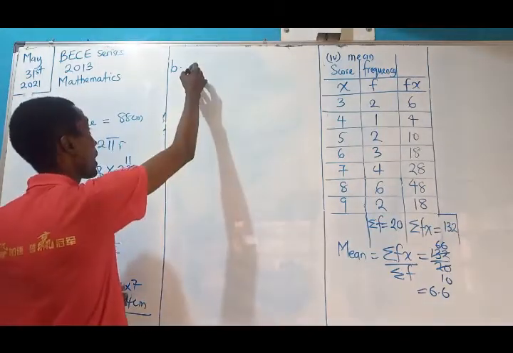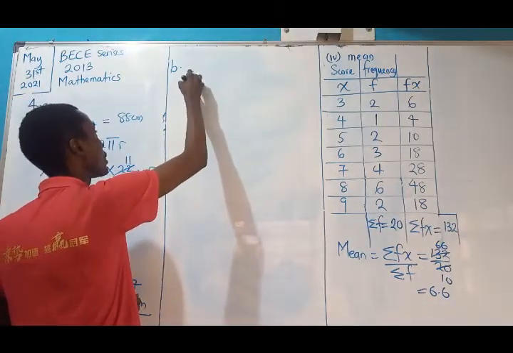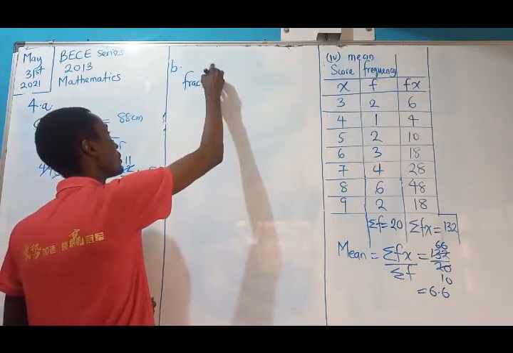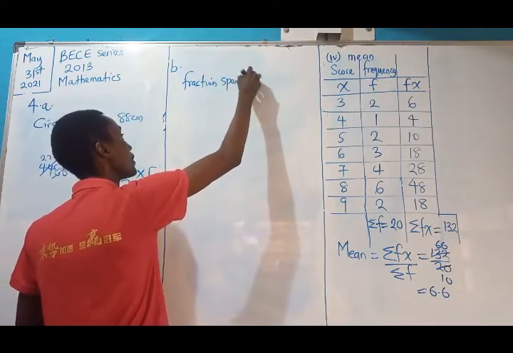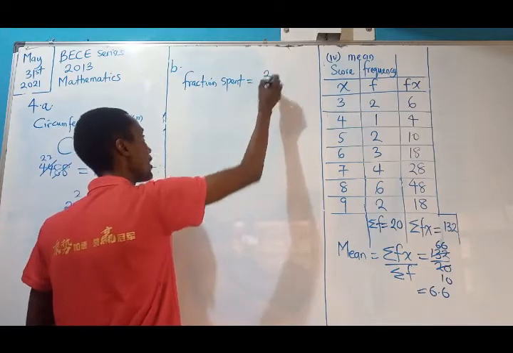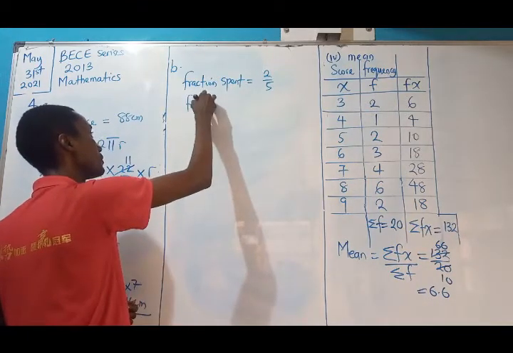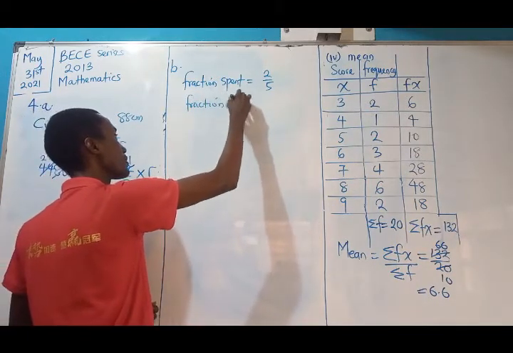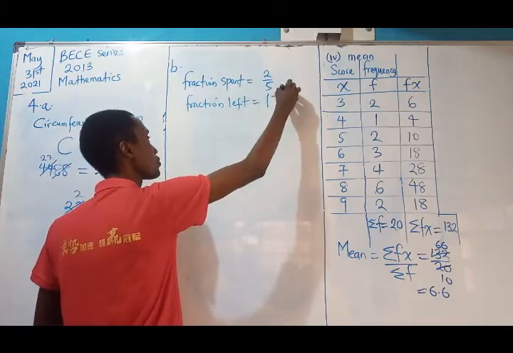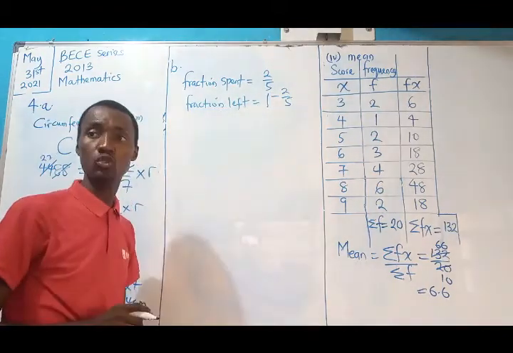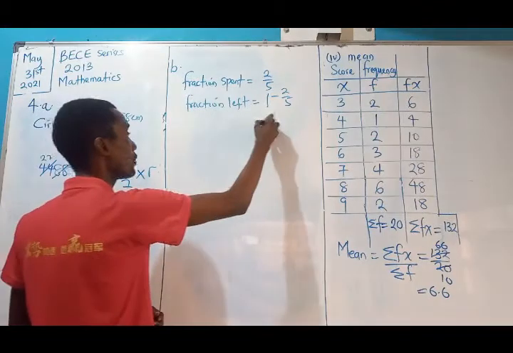Now, fraction spent will be 2 over 5. So fraction left will be 1 minus 2 over 5. 1 minus 2 over 5, and that will give you what?